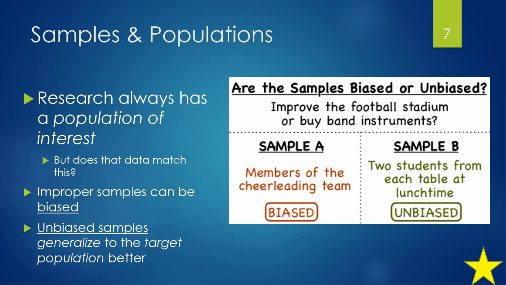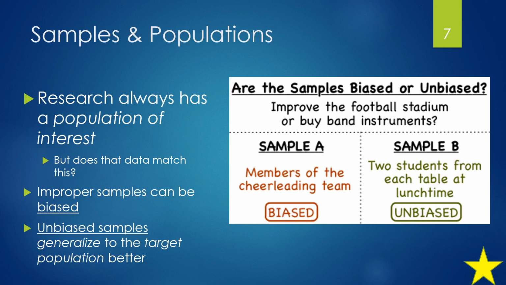Yes, the cheerleaders are high school students, but it's a biased sample because you're not representing your average high school student. You are more representing the students involved with the football stadium. An unbiased sample might be to gather a couple of students from every table at lunchtime. The reason that's more unbiased is because every student in the school has an even chance to be picked, and because there's an even chance of picking students involved with football or students involved with band instruments.